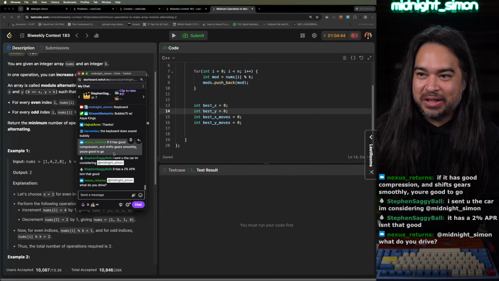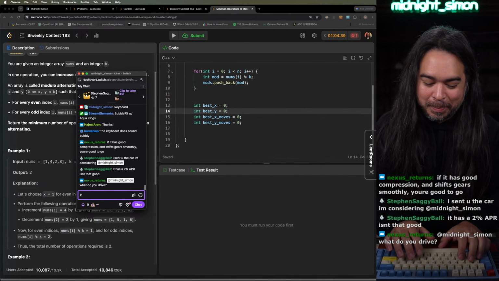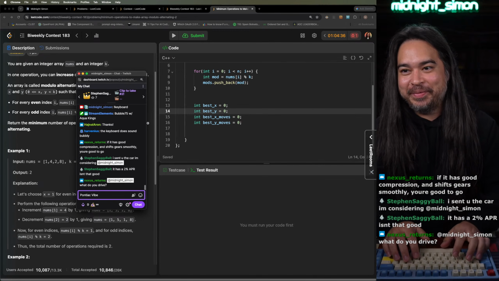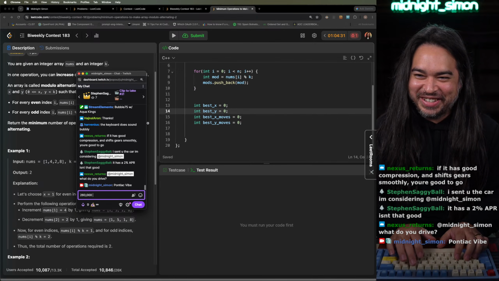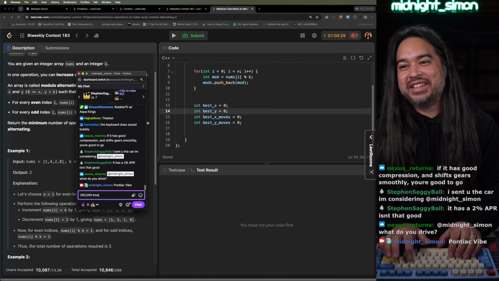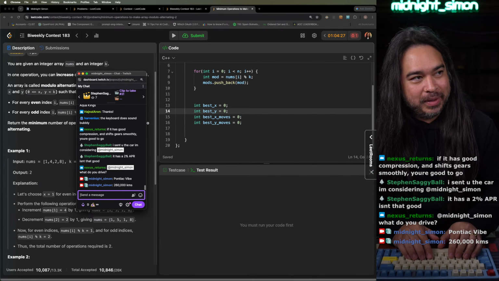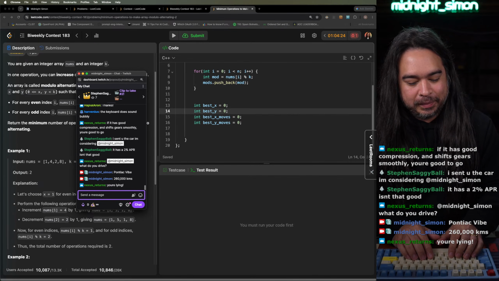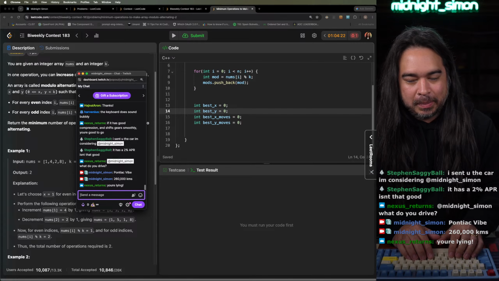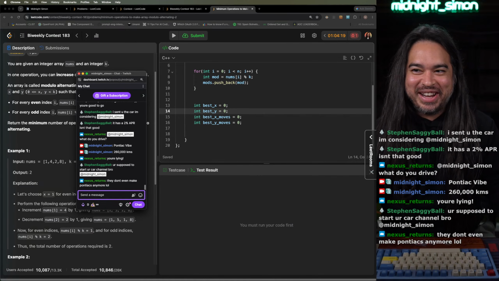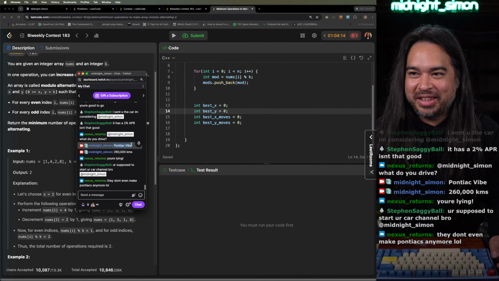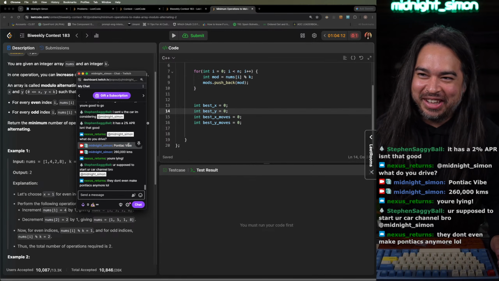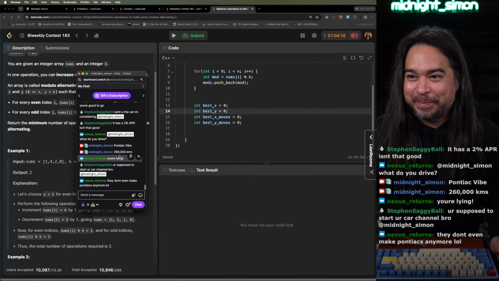Same car I'm considering. What do you drive? I drive a Pontiac Vibe, and it has 260,000 kilometers on it. I bought it recently. This is my most recent car. You're lying? Why am I lying, man? They don't even make Pontiacs anymore. I didn't say it's brand new, man.